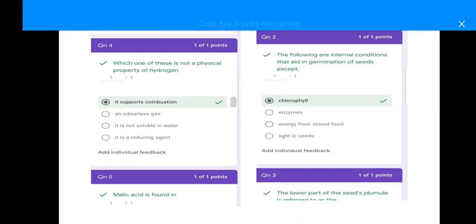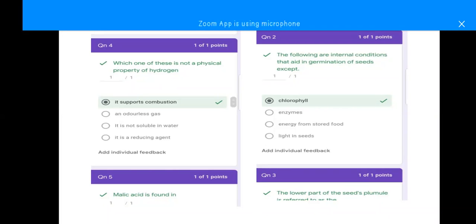Then question number 2. The following are internal conditions that aid in germination of seeds, except: enzymes, it's an internal factor. Energy stored from food, also an internal factor.